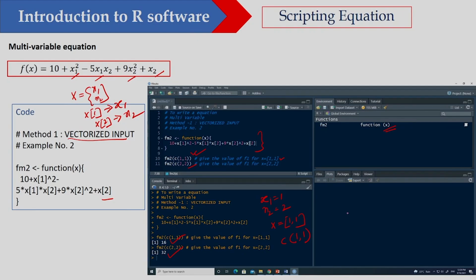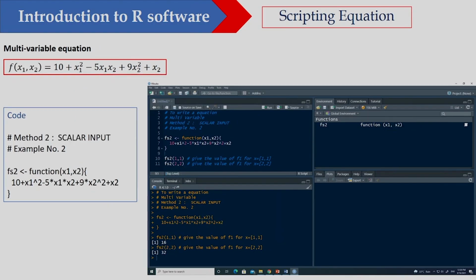Suppose I would like to calculate for x equal to 2 3. Then what will I do? I will write fm2 and within brackets I have to write c of 2 3. Then I will get the value of this particular function.